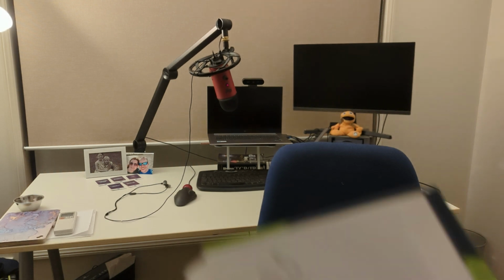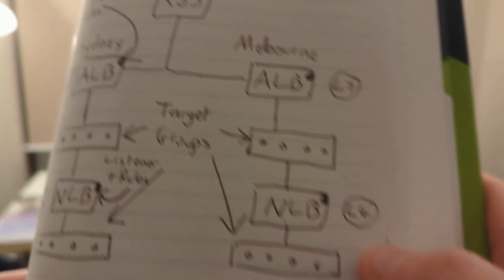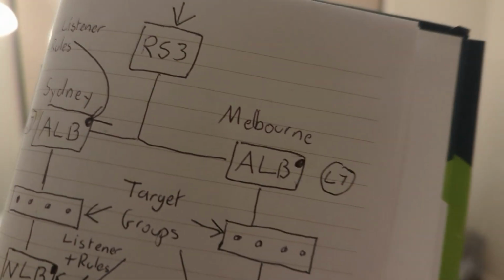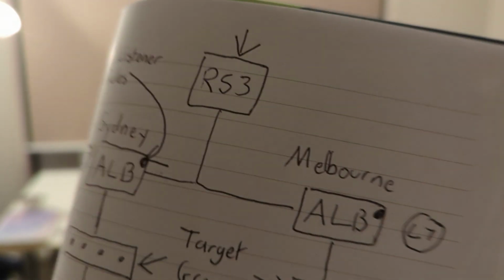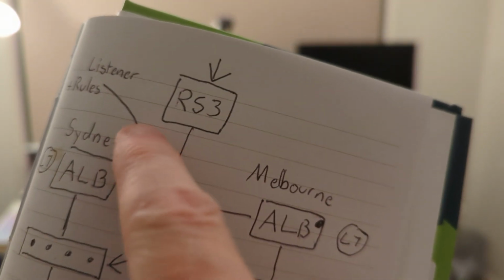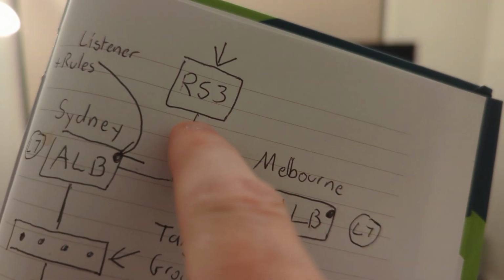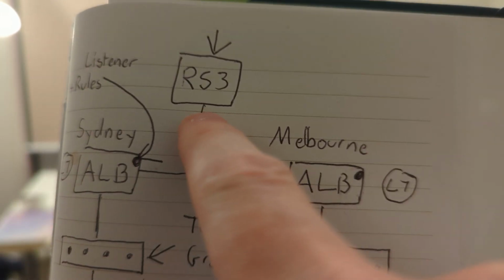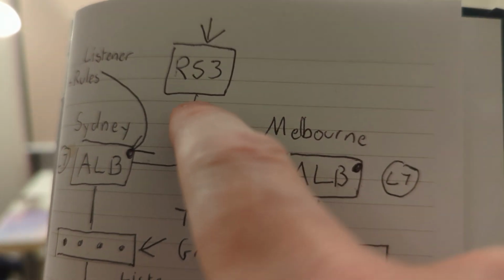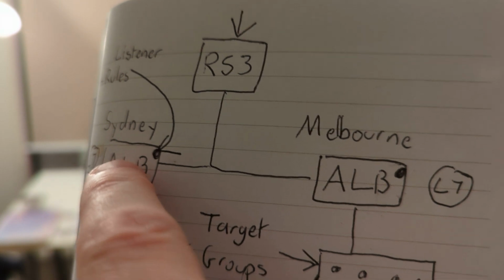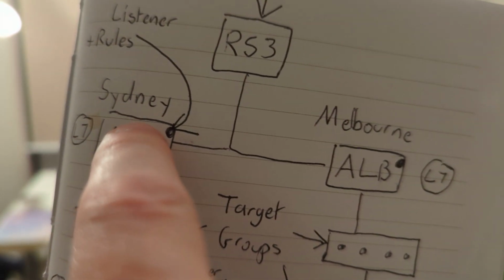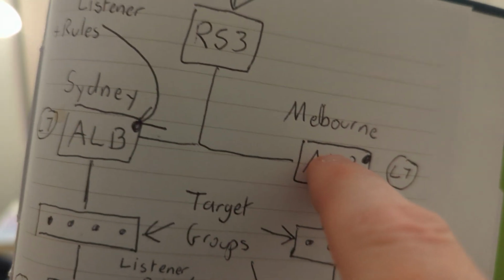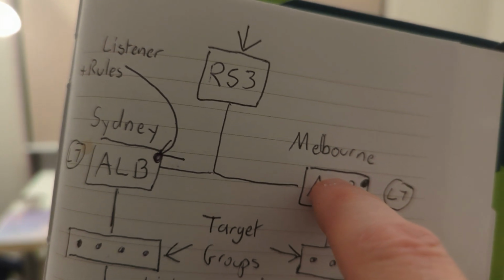So let me see if this is going to work. Here we go. Here's my beautiful sketch. So we can see at the top here, Route 53. Route 53 is designed to distribute traffic between 2 regions. So here we can see we have the Sydney region, and over here we have the Melbourne region.